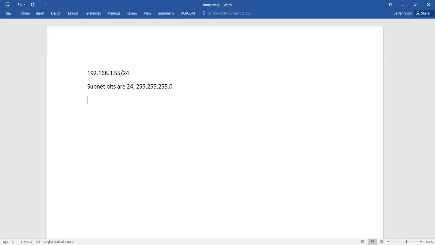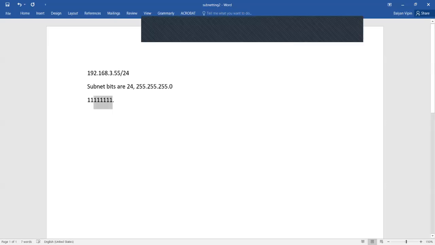So if I write it in the form of binary, it will be an octet of 8 ones, then another octet of 8 ones, and another octet of 8 ones, and then an octet of 0s. So it will be of this form.